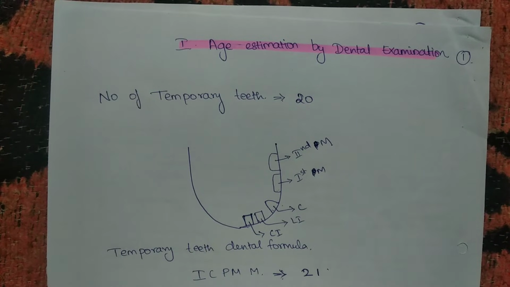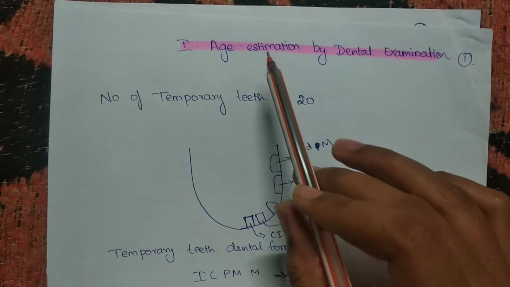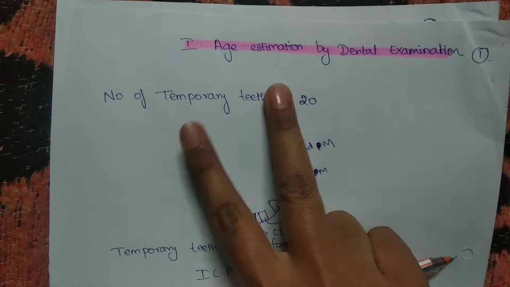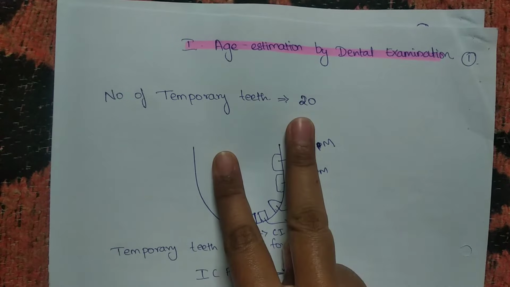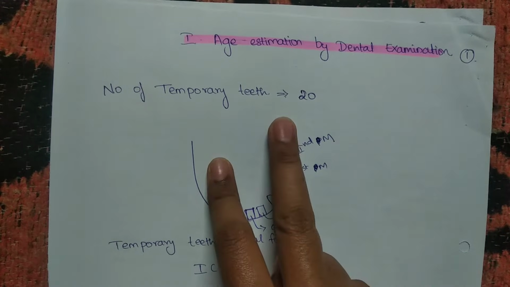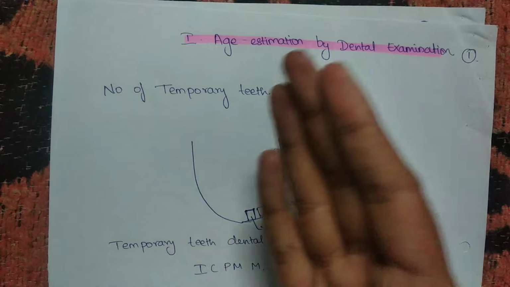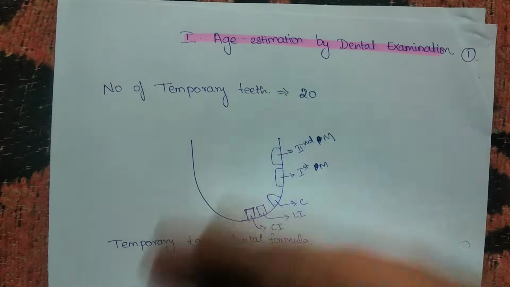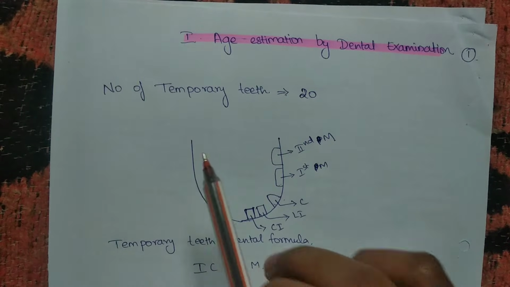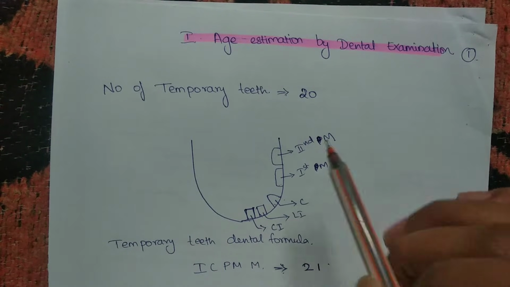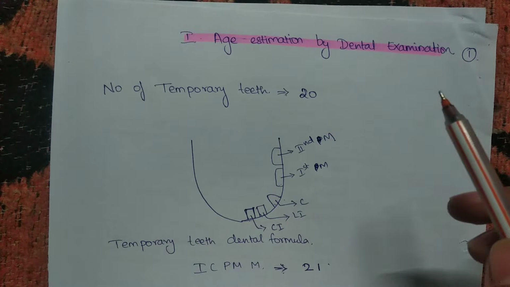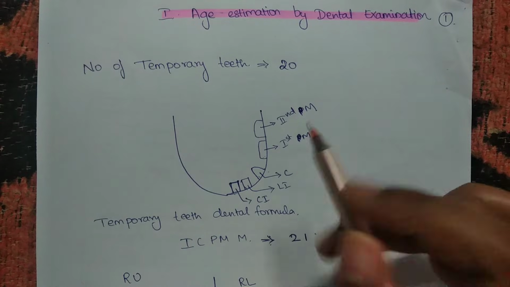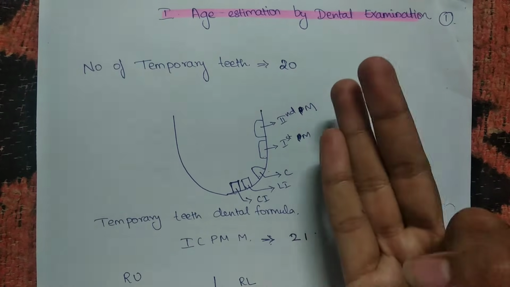In this video, we are going to study about estimation of age by dental examination. Basically, there are two types of teeth. First, we will have temporary teeth during our childhood. At the age of 6 or 7, these temporary teeth will fall and permanent teeth will erupt. So basically we should know the total number of temporary teeth that will be present in our mouth at our young age.